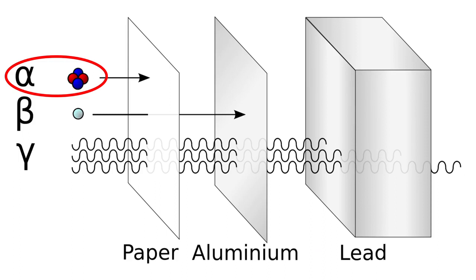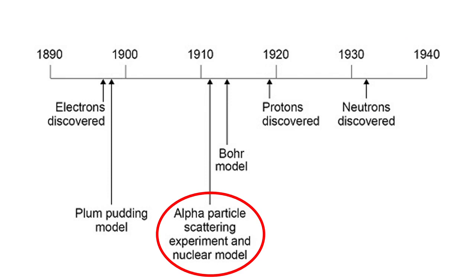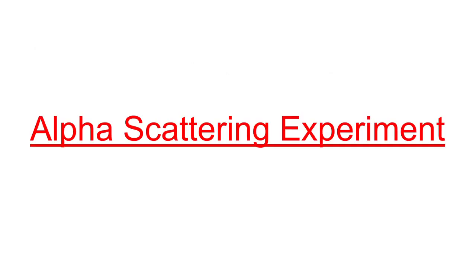Anyway, why am I talking about radioactivity? Because it's all about the alpha particle. An alpha particle is a positively charged helium nucleus, which leads us on to the famous alpha scattering experiment. This is what was used to distinguish between the plum pudding and the nuclear model. So let's take a look.